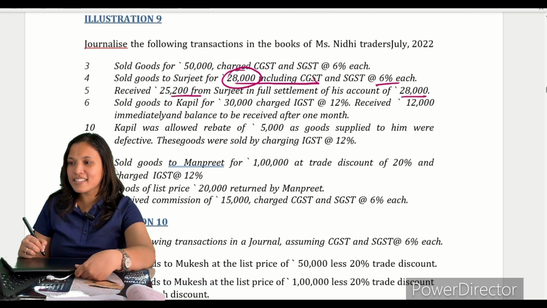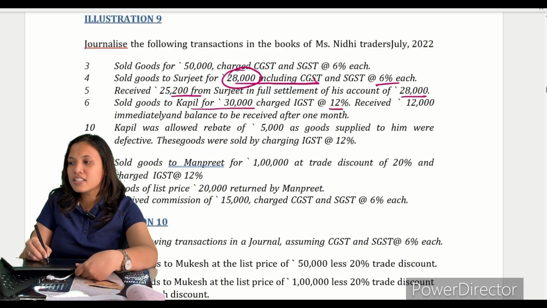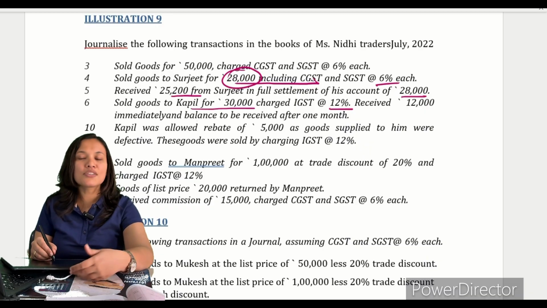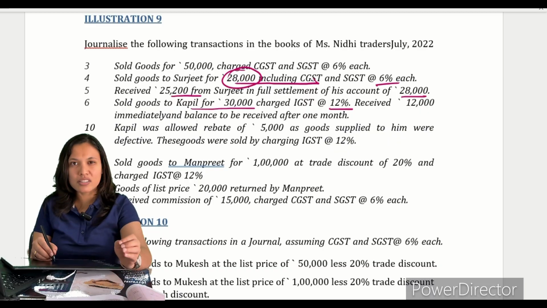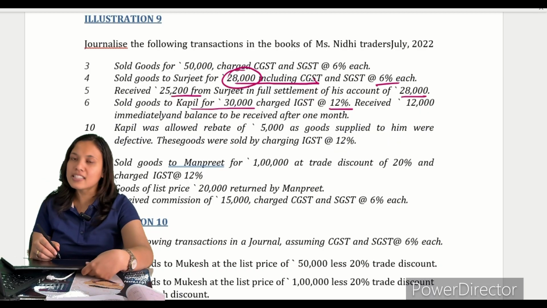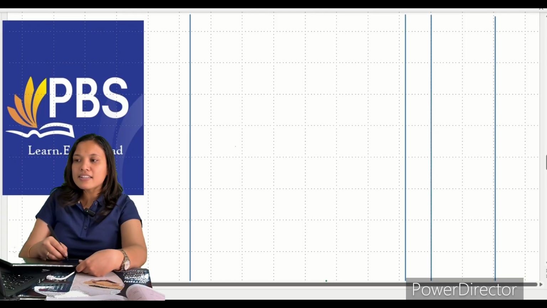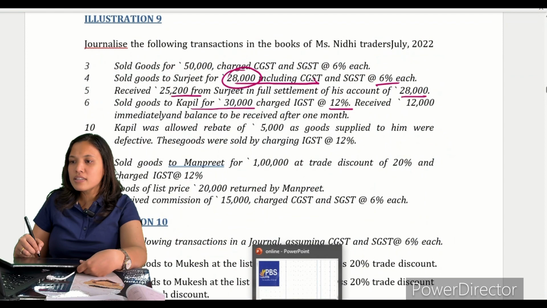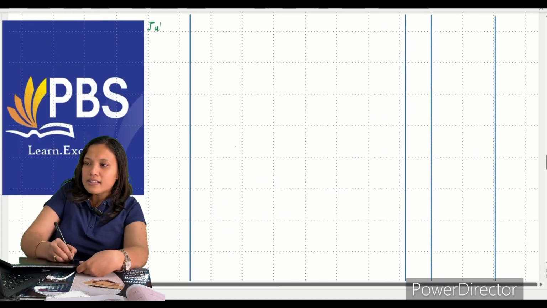Moving on to our next entry. Sold goods to Kapil for 30,000, IGST charged at 12%, received 12,000 immediately, balance to be received after 1 month. We have already done this kind of thing in purchases. Similarly, this is given for sales. So sold goods charged 12% IGST. What was the date? The date was July 6. So please write down July 6.